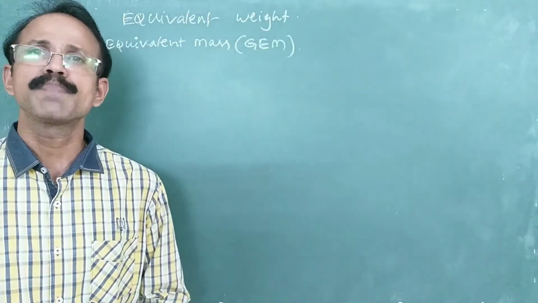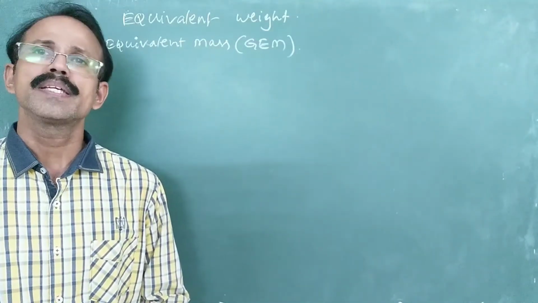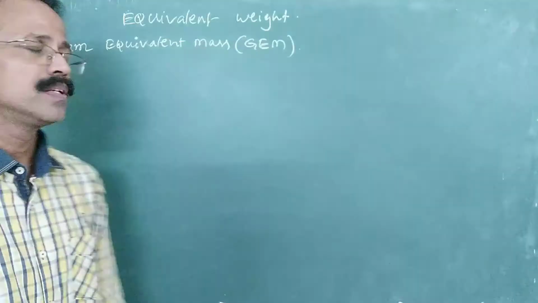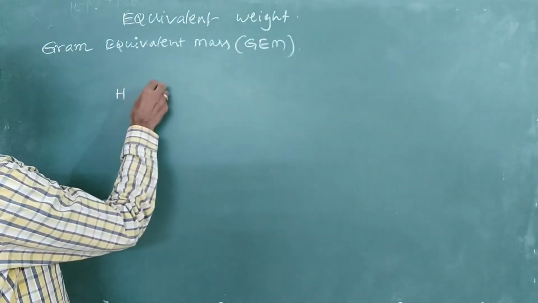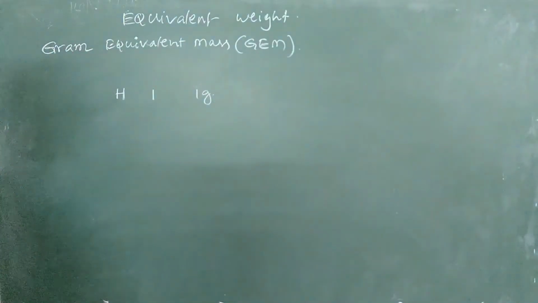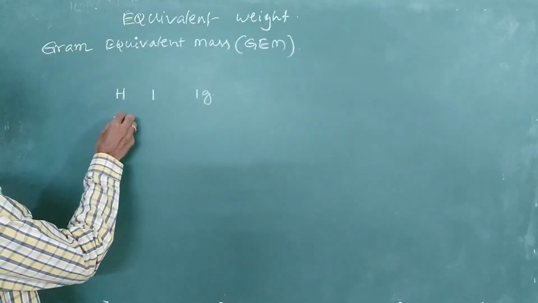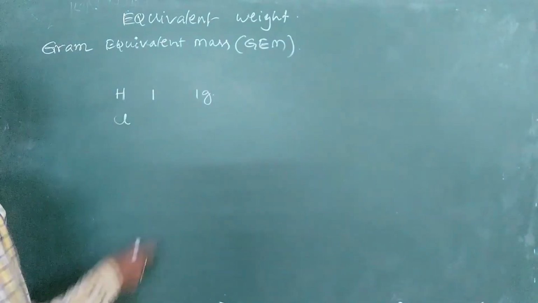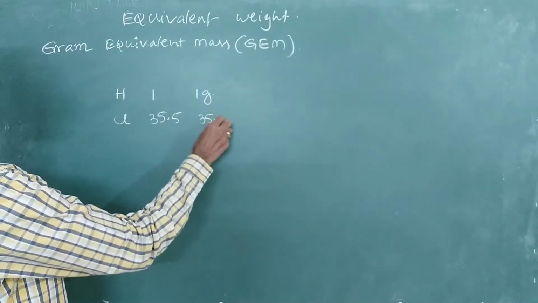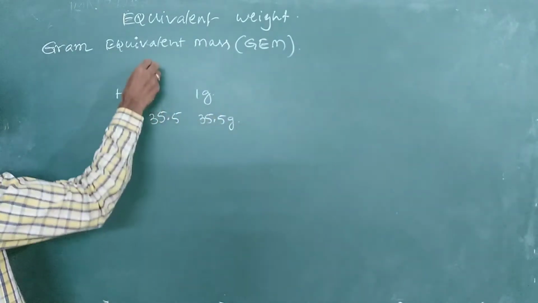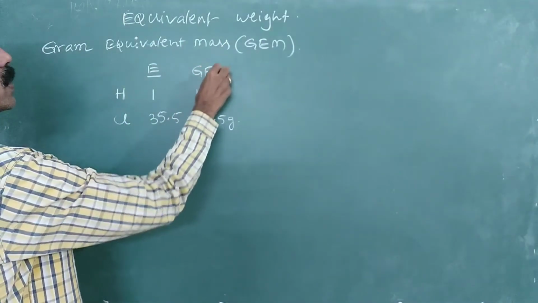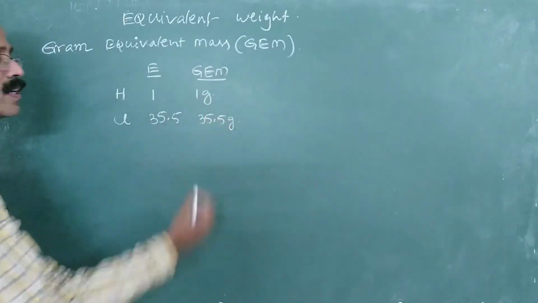Now we'll see what is meant by gram equivalent mass. It is the equivalent mass that is expressed in grams. For example, for hydrogen, the equivalent mass is 1 and the gram equivalent mass becomes 1 gram. Similarly, for chlorine, the equivalent mass is 35.5 and the gram equivalent mass is 35.5 grams. Equivalent mass has no units, remember? So gram equivalent mass is nothing but equivalent mass that is expressed in grams.